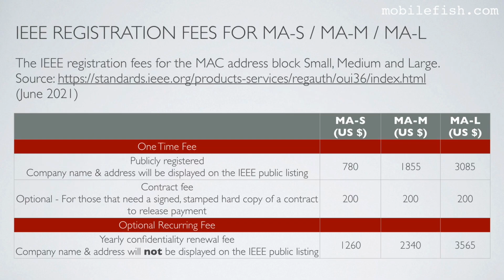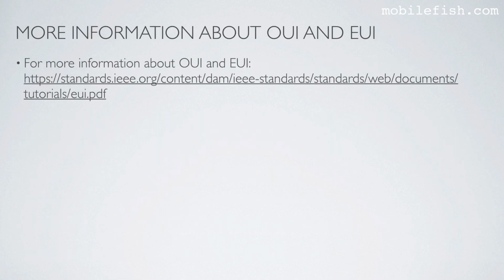The IEEE registration fees for the MAC address block small, medium, and large can be found at this location. If you want to own your own OUI-36, which is part of the MAC address block small, it will cost you $780. This contract fee is optional if you need a signed stamped hard copy of a contract, and this optional recurring fee is only needed if you don't want your company name and address to be displayed on the IEEE public listing. For more information about OUI and AUI, see this link.